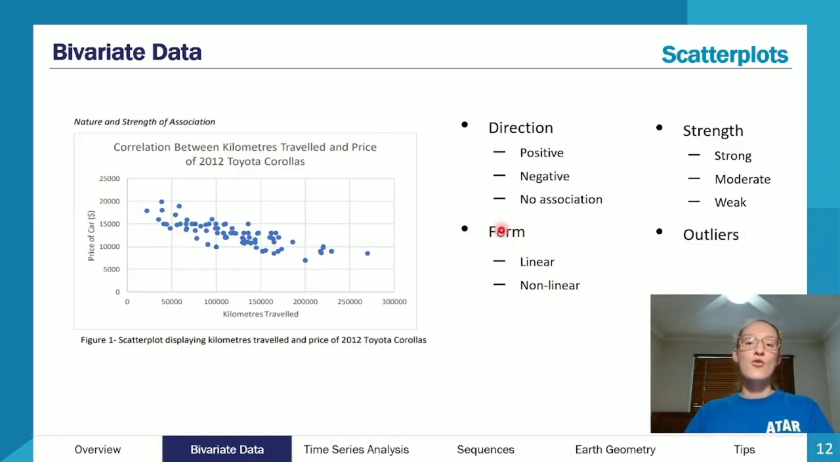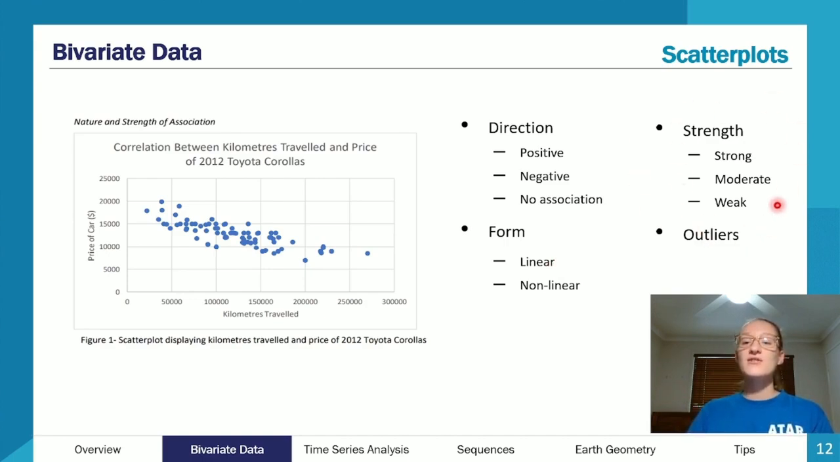And what about the form? I've just assumed this is a linear relationship, but if I wanted to test that mathematically, I'd have to calculate, you might have guessed it, a residual plot. Because remember, our residual plots test the assumption of linearity. So at the moment, I've just assumed it. But if I want to prove it, I would need to construct a residual plot.